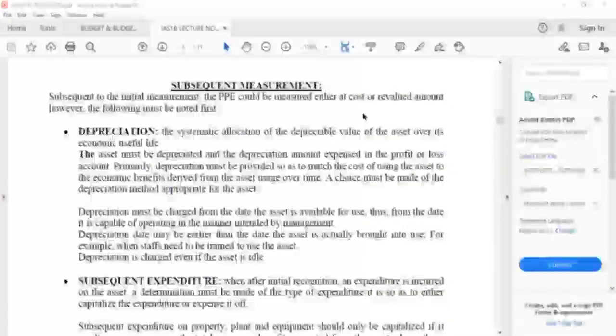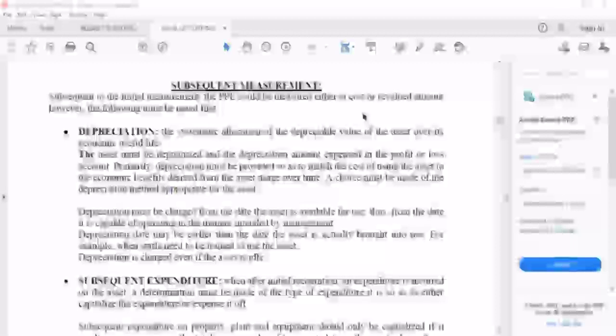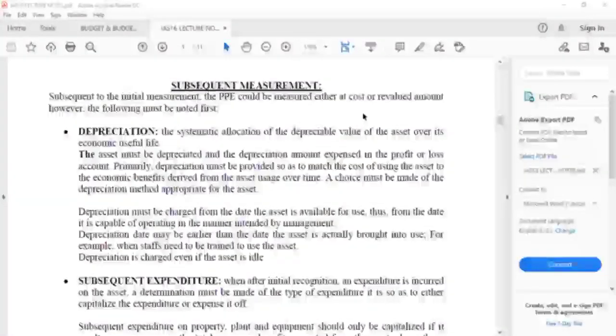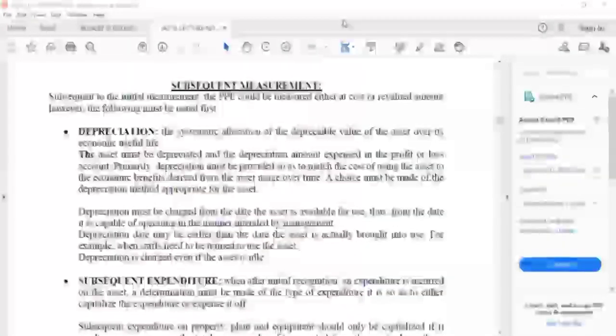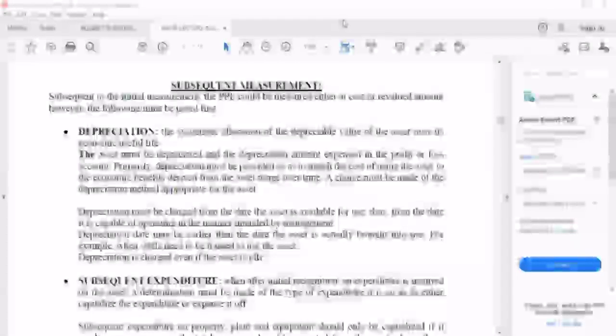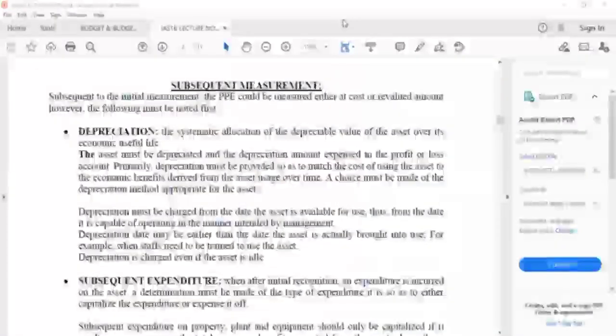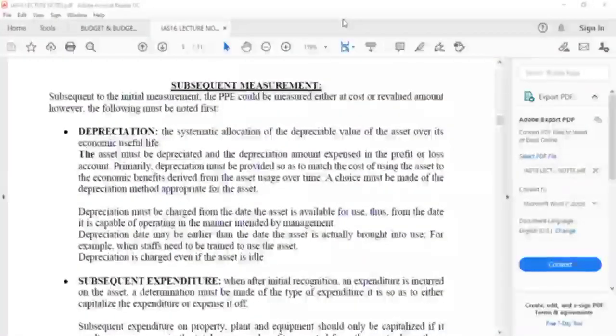Why should it not be added? Why should it not be added? It's not related to the cost of the asset. Okay, the cost is not related.